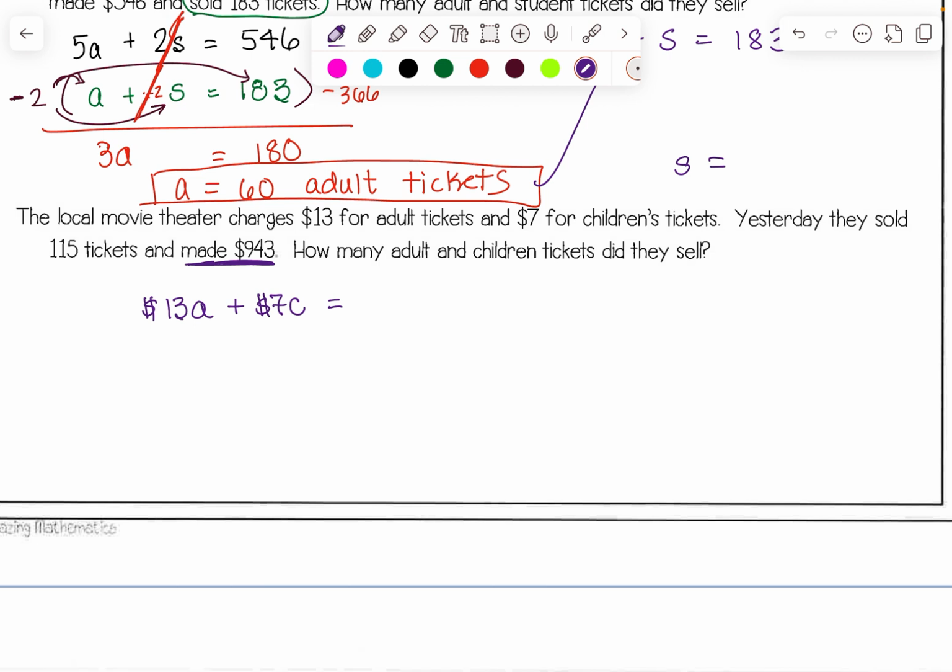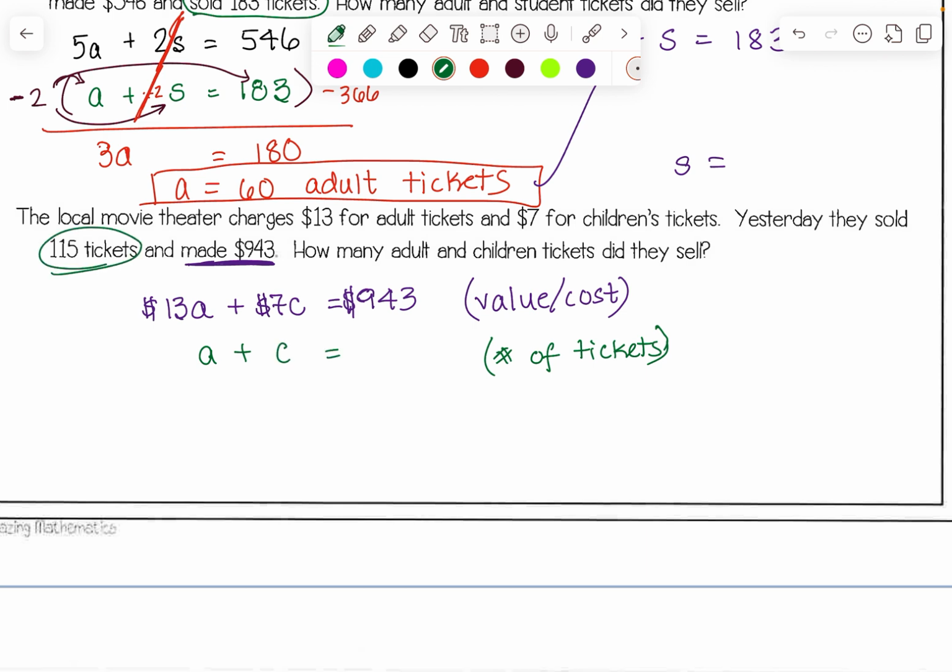Now, folks, we're talking about the value, so you want to set this equal to $943 because we're talking about value, cost. So make sure your value and cost are in one equation. Your other equation is going to be the total number of tickets. Your adult plus children is equal to a total number of 115 tickets.